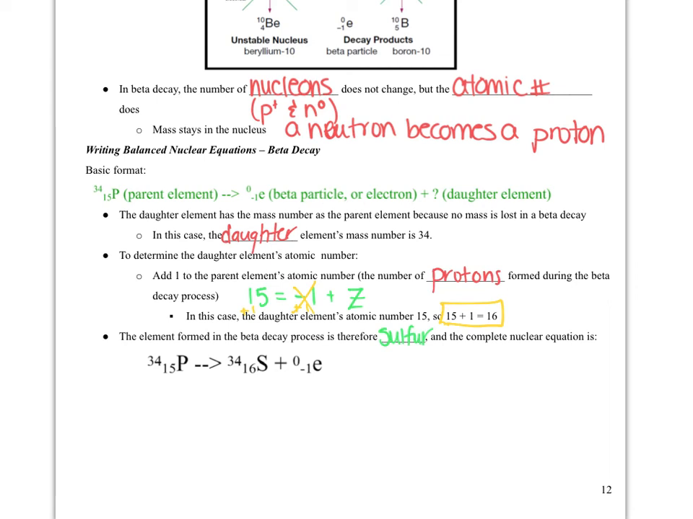And the complete nuclear equation is represented here. So we start with our parent element. We have listed our daughter element with the same mass number and our new number of protons, and our beta particle. Once again, 16 plus -1 is 15. 34 plus 0 is 34. So mass is conserved. We've written the correct equation.